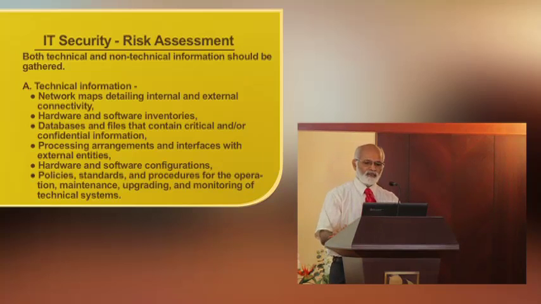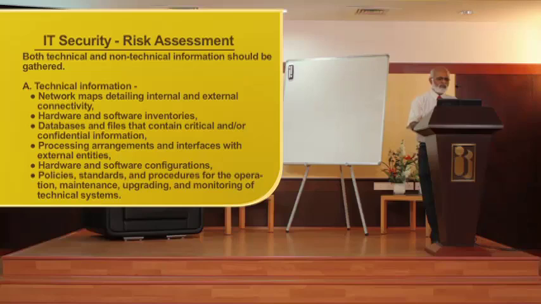Both technical and non-technical information should be gathered. Technical information examples are network maps detailing internal and external connectivity, hardware and software inventories, databases and files that contain critical and confidential information, processing arrangements, the interfaces with external parties, hardware and software configurations, policies, standards, procedures, and operation, maintenance, upgrading, monitoring of the technical systems, etc. All these will come under the risk assessment.